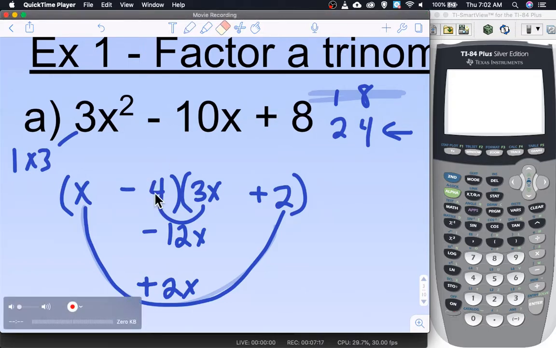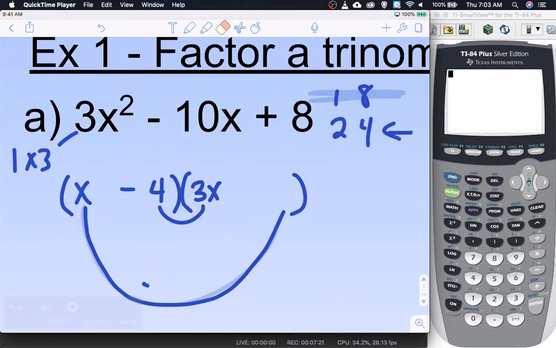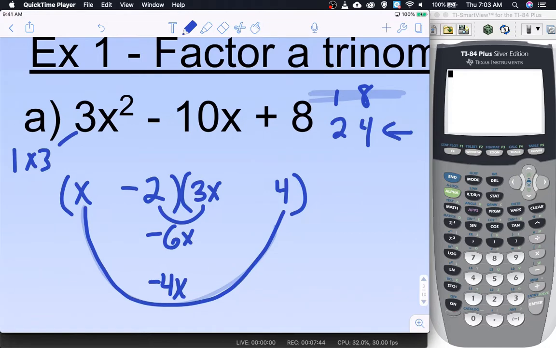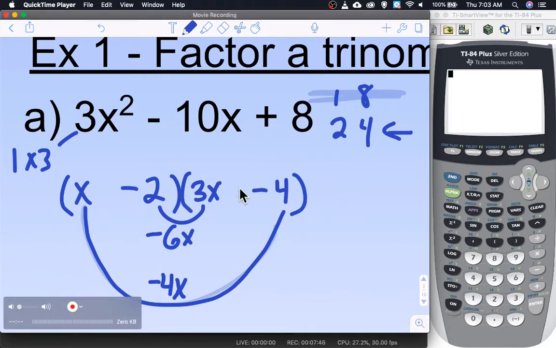Now, if we're gonna switch this 4 and the 2, I mean, we got to change pretty much everything in the problem, but so we're gonna put the 4 here and the 2 there, because now that gives us a different combination. That gives us a 6x and a 4x, which can still make a 10x. And to make it a negative 10, these would both have to be negative. A negative 6 and a negative 4. Which means these would both be minuses up top.